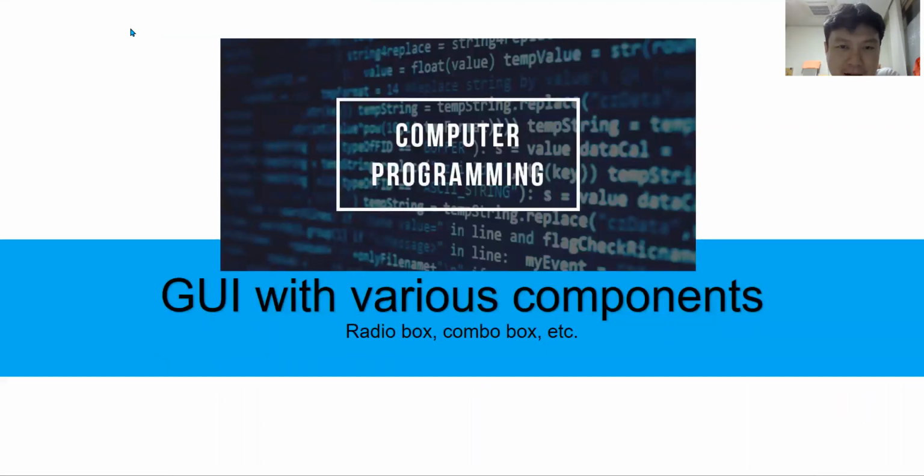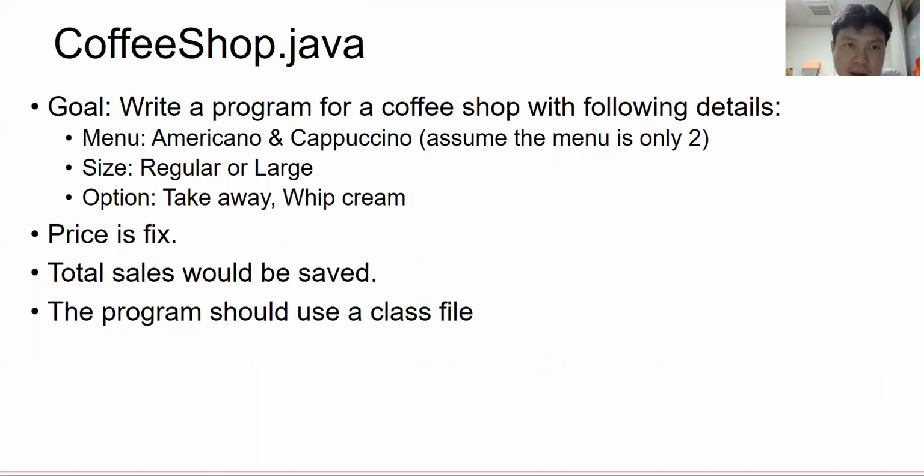So yeah, how can we use the various components in GUI? Let's see. We are going to make one application. In this case, I'm going to create a coffee shop. So the goal is to write a program for a coffee shop with the following details. We will have two menus. Let's say the Americano and Cappuccino. Let's assume that there are only two.